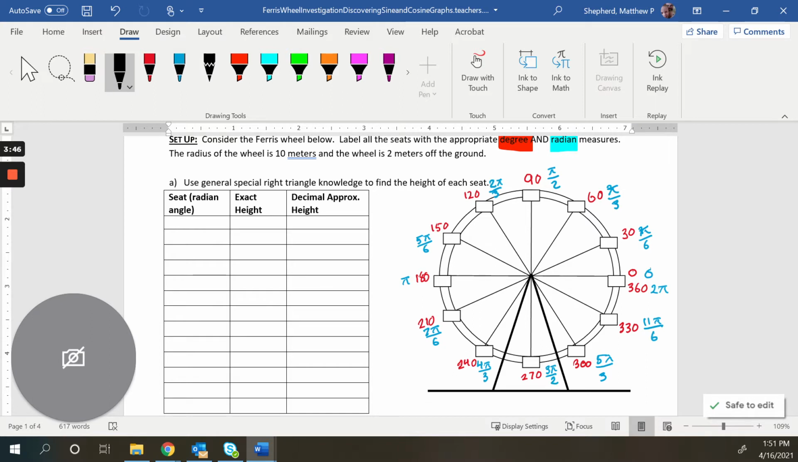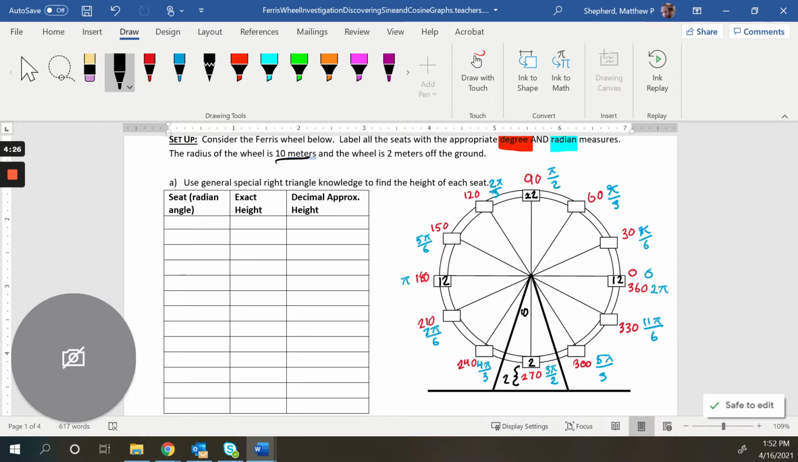Next, it says that the radius of the wheel is 10 meters. All right, so let's just put a 10 right there. And that the wheel is 2 meters off of the ground. And it wants us to figure out the height of each seat. Well, there's some that are going to be easy. So first, this one that's barely off the ground must be 2. Now if the radius is 10, so if I come up here to the middle, that must be 10 more. So I would be up at 12 there. And then from there, we can go 10 higher. So right at the top is going to be 22.